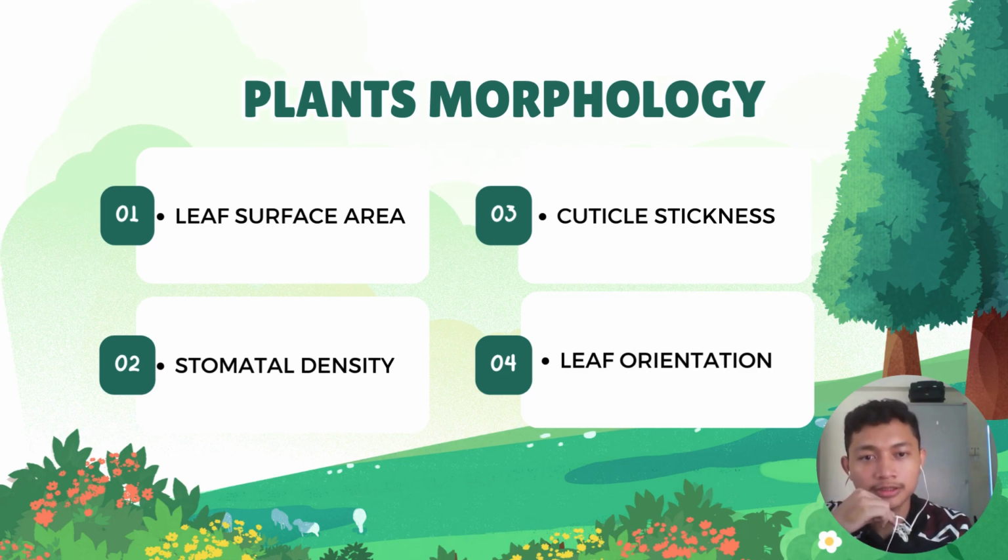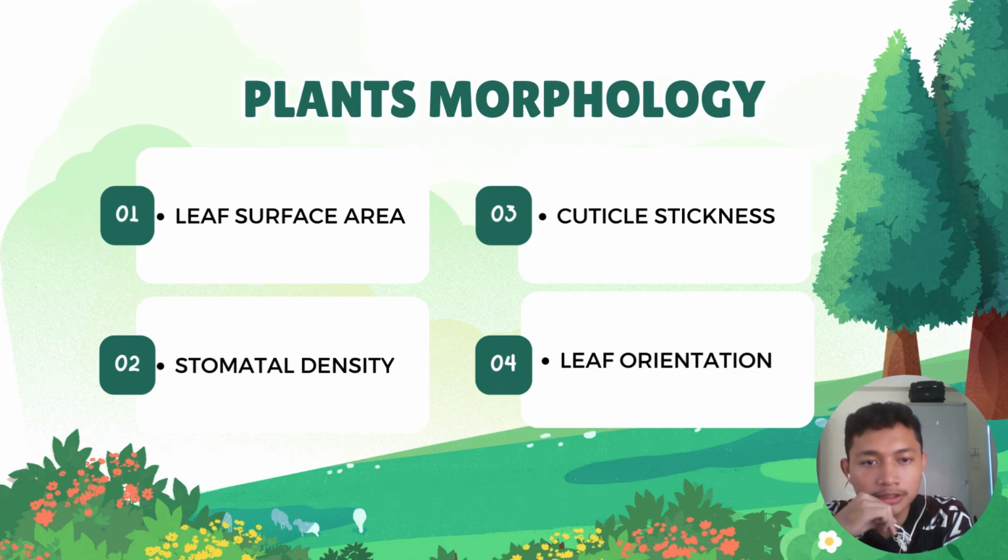Okay, next we have plant morphology. Number one is leaf surface area. Larger leaves have a higher transpiration rate due to a greater surface area for water loss. Next, number two, stomatal density. Plants with more stomata per unit area tend to transpire more.